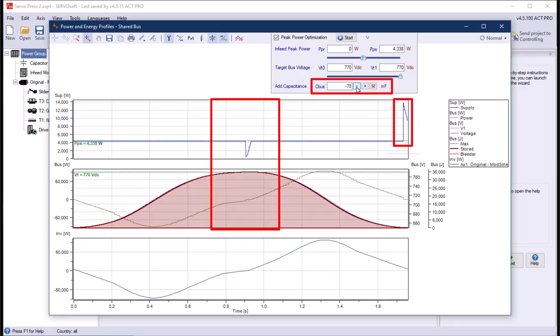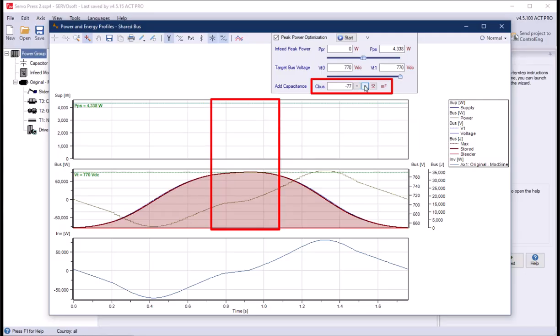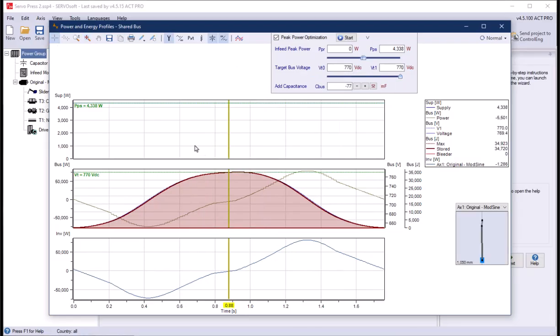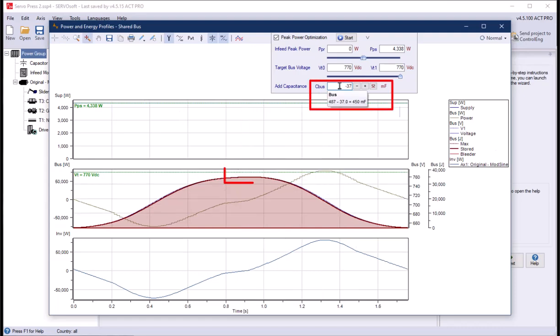At negative 78 millifarads, there is not enough energy storage on the bus. At negative 77 millifarads, there is just enough to maintain a low constant supply power. So how much capacitance do we really need? In total, we need 408 millifarads, but this leaves no margin for any adjustments. So we can probably get away with 450 millifarads. I could then go and select less capacitance to get somewhere near this value.